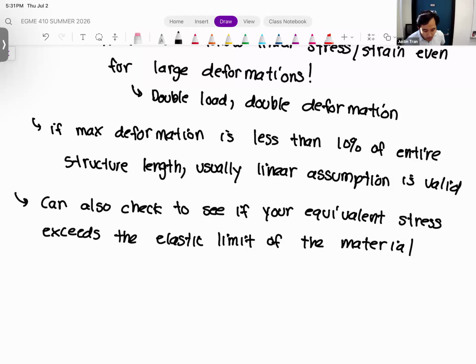Okay. Now, what do you do if you do run past that elastic limit, or what if you have very large deformations? ANSYS does have the capabilities to simulate this. You just have to enable it.